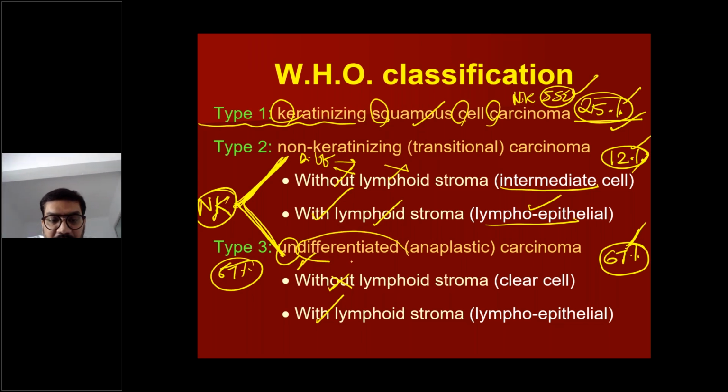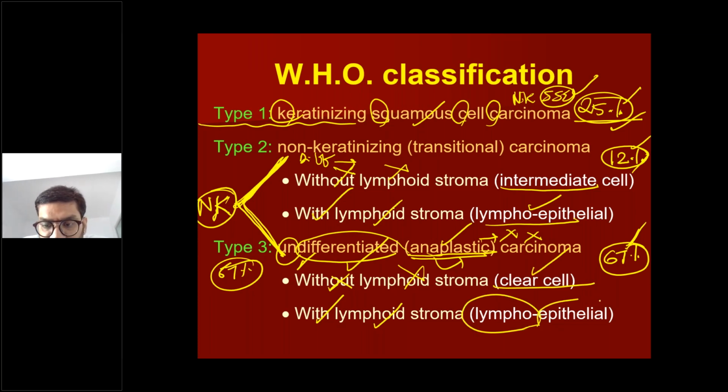Undifferentiated type, which is the worst type, can be called anaplastic. Anaplastic doesn't resemble the parent. So differentiation is related to the parent epithelium. When a cancer is relating to the parent, it is a good one. When it is not relating to the parent epithelium, it can be called undifferentiated variety or anaplastic variety. It is the worst thing. Of which, without lymphoid stroma, it can be called clear cell cancer. With lymphoid stroma is lymphoepithelial.